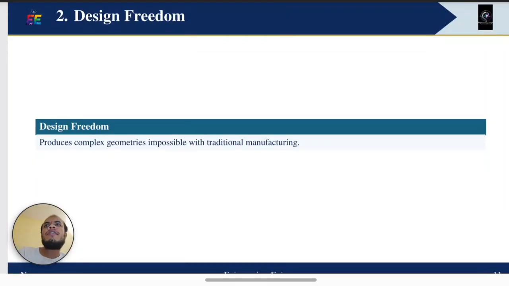Next, the second advantage is design freedom. Traditional manufacturing has some limitations. Some shapes are very difficult or impossible to create. But with 3D printing, it can produce highly complex designs. Engineers can create structures with internal channels and unique, lightweight designs also. This gives designers much greater creativity. They can develop any type of design so that they can test it.